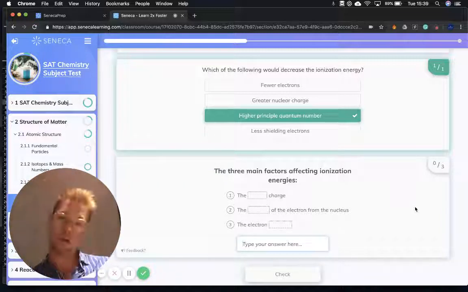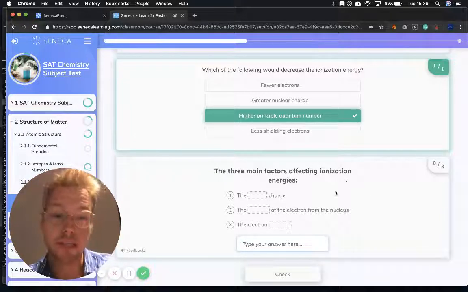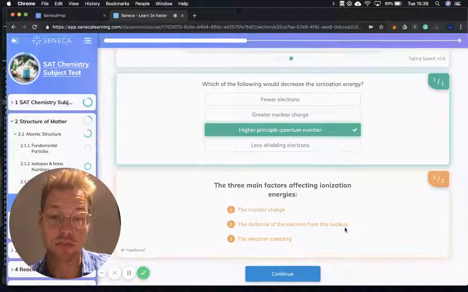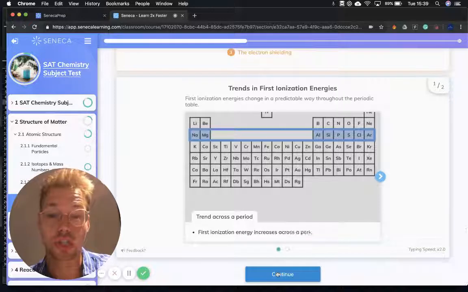So, three main factors affecting ionization energy, let's consolidate: the nuclear charge, the distance of electrons from the nucleus, and the electron shielding.